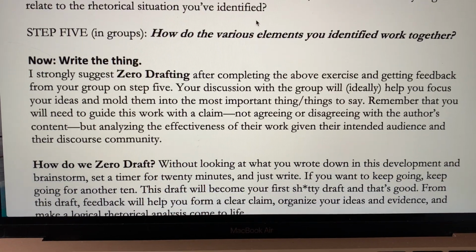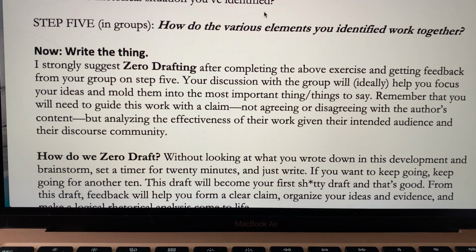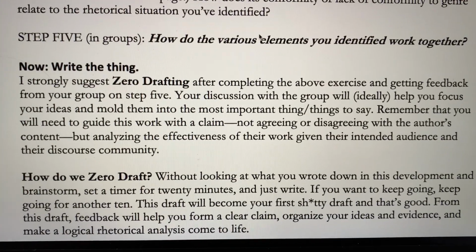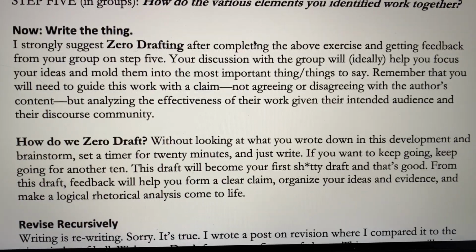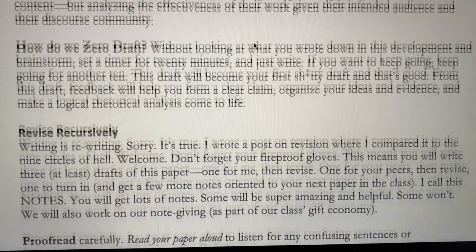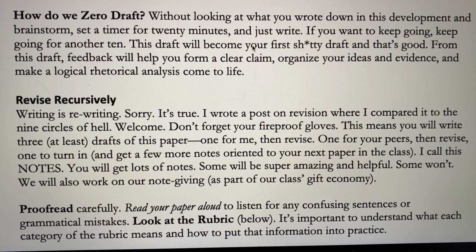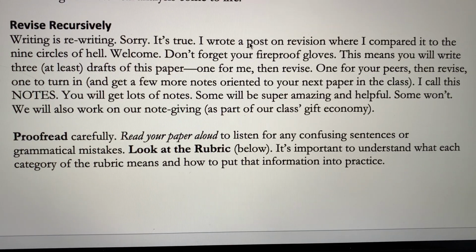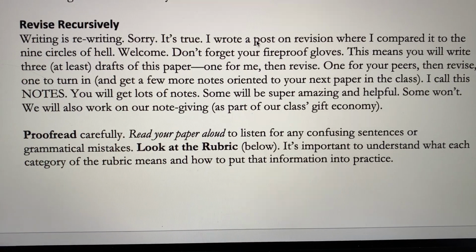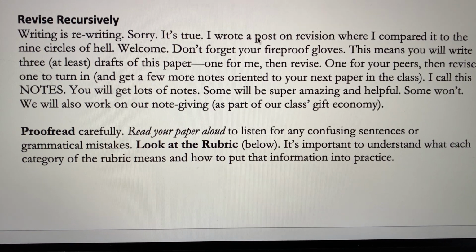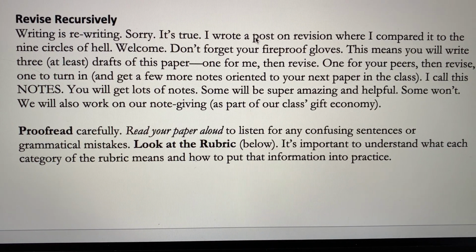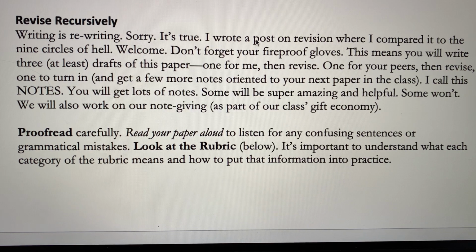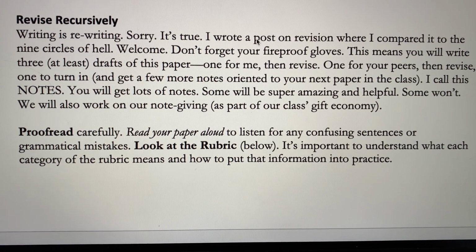Then step 5, we're actually going to do in class. So how do various elements that you've identified work together? We'll do this during class. Now you're going to write the thing, right? I strongly suggest zero drafting, and I have a definition of what it is. Usually I give this in class. Like usually you get half an hour in class to zero draft. Make sure that that's part of your asynchronous work, because it is a skill, I think, to learn how to just quickly draft something. It doesn't mean take what you've written and then put it together. It means take what you've written in steps 1 through 5 and set it aside and then just write.